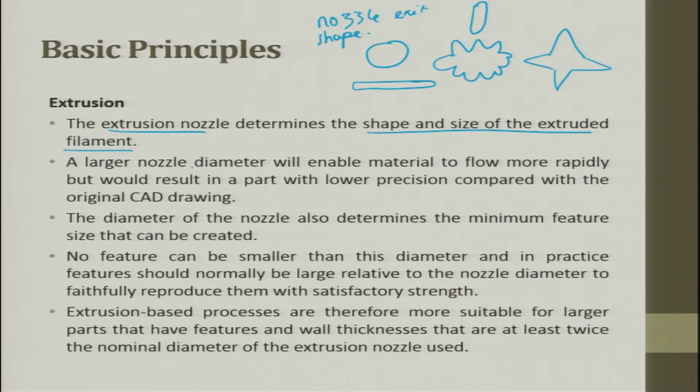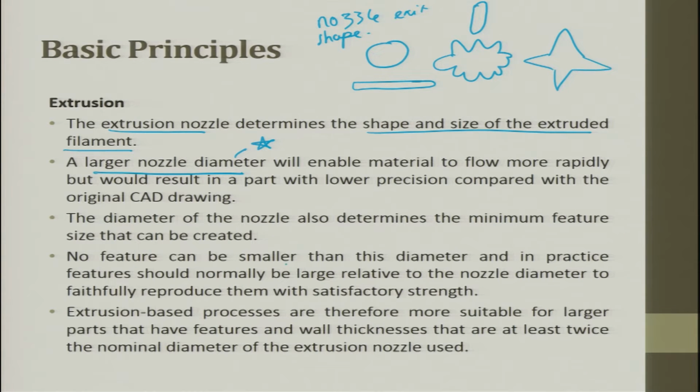A large nozzle diameter will enable material to flow more rapidly, but would result in a part with low precision compared with the original CAD drawing. So, the diameter of the nozzle is an important factor for deciding the accuracy of the part. The diameter of the nozzle also determines the minimum feature size that can be created.